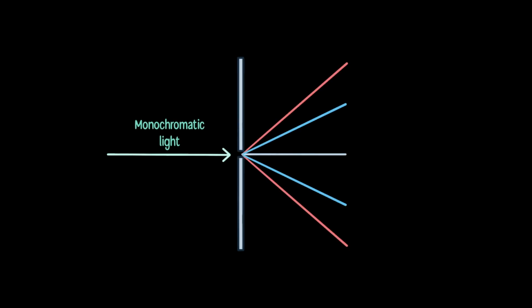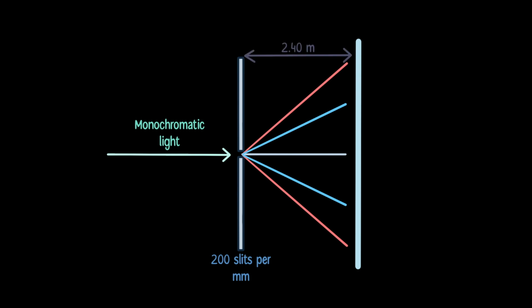So let's do some math. Let's say there's a laser beam passing through a diffraction grating that has 200 lines per millimeter. The resulting diffraction pattern is captured on a screen 2.40 meters away. If the second maxima occurs 1.26 meters from each other, can you figure out the wavelength of the laser light? Now you could pause this video to try out the problem for yourself or continue to see how we solve this.